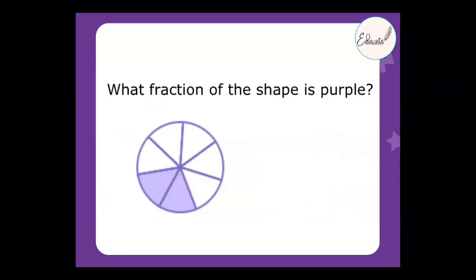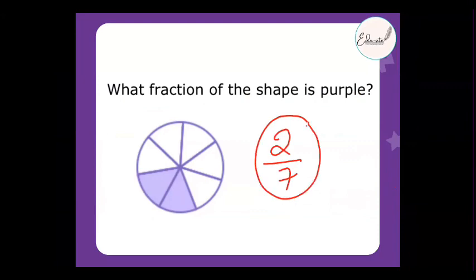Two out of 7. Yes, that is 2 out of 7. Excellent. And if I tell you, Aisha, what fraction of the shape is not purple, what would you write? It is not purple. 5 out of 7.